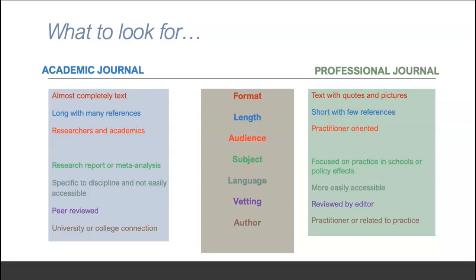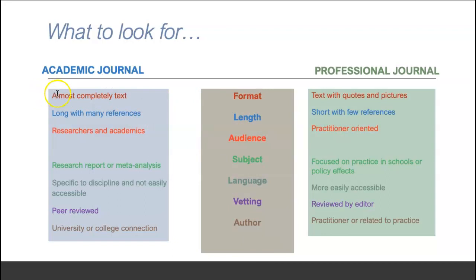And I apologize for some of the spacing here. I've tried to make them even with the color so you can see what I'm talking about as we go across the charts. Okay, so in this column we have the academic journal, and in this column we have the professional journal. And down here are some of the differentiators that you can be looking for. So first would be the format.